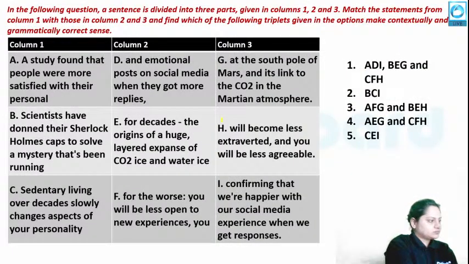Next. One more, guys. If there is a grammar error, you will not select that triplet or that pairing. Remember, if there is a grammar error, don't select that pairing or triplet.